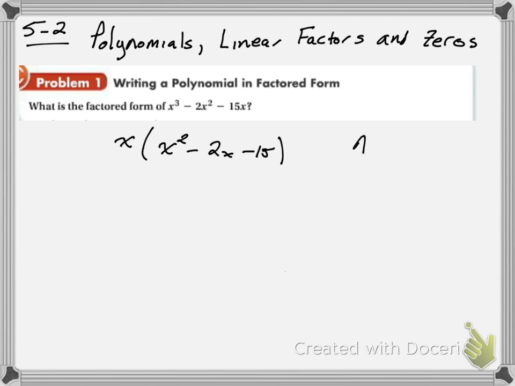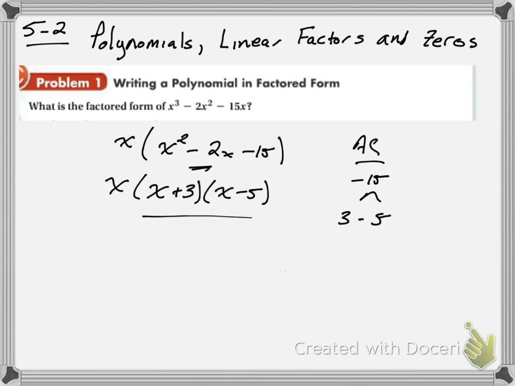AC number is negative 15. That's 1 times negative 15. What's going to give me 2? Well, again, you could factor out all of 15's, but 3 and 5 is going to give me 2. It's looking for a negative 2, so positive 3 minus 5. So again, all we need to do is rewrite it like this, x plus 3 because it's a positive 3, and x minus 5 because it's a negative 5.